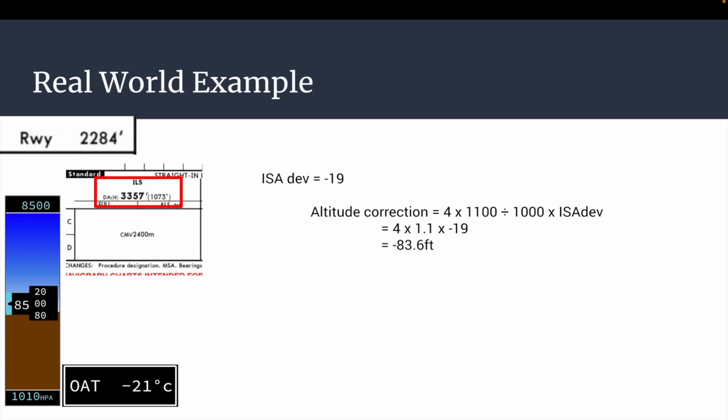If we assume that's around 85 feet, we can say that we want to be at 3,357 minus 83, or 85, since we've rounded it up. And so we end up with 3,442. So our corrected decision altitude is 3,442, about 100 feet difference, right? Almost 100 feet, which is quite a significant difference when you're talking about an instrument approach.